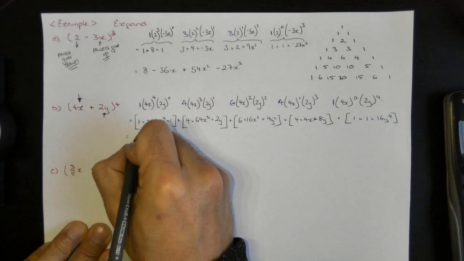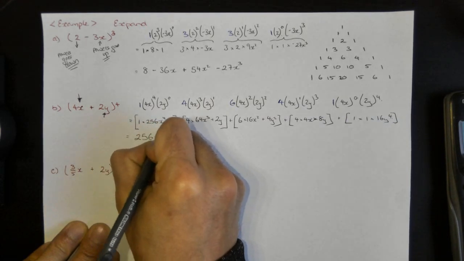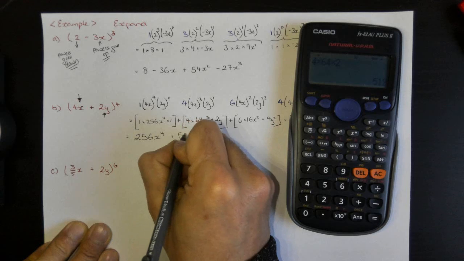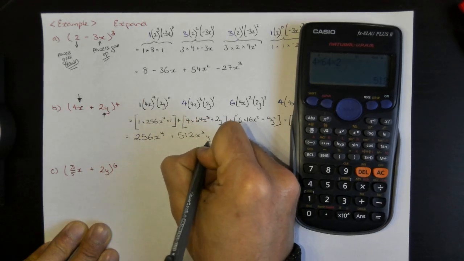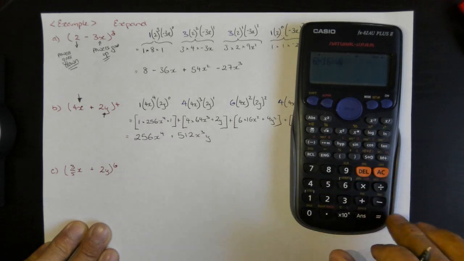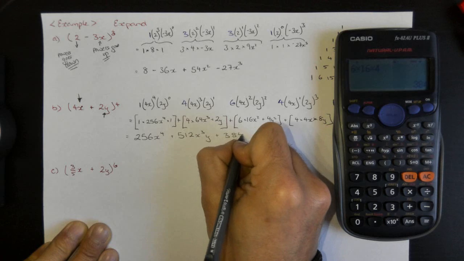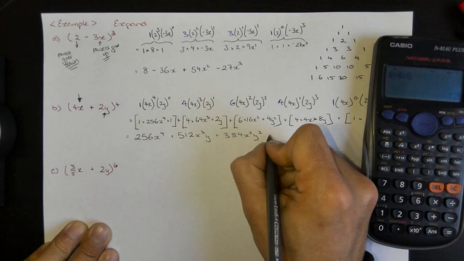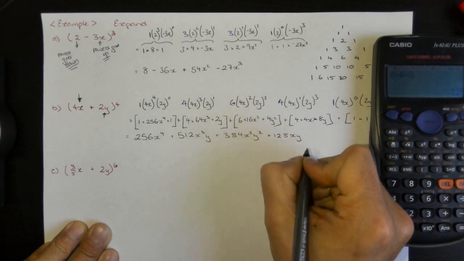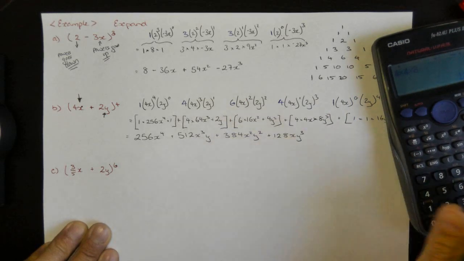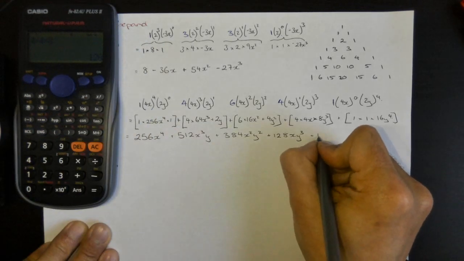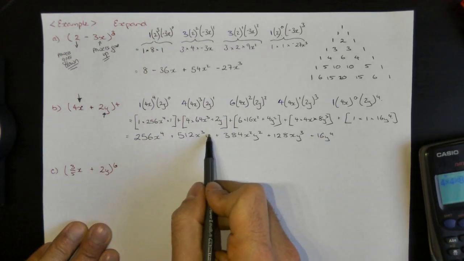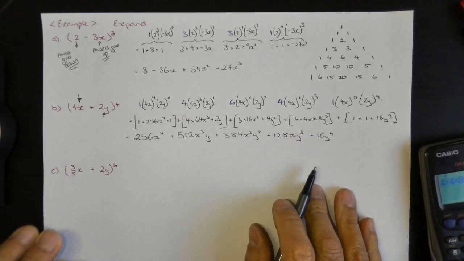Okay, so our final solution is 256x to the power of 4. 4 times 64 times 2 is 512x cubed y. 384x squared y squared plus 128xy cubed, plus 16y to the power 4. And you might want to double check that all powers, if you add the powers, they all add up to 4. So that you know that you're correct.